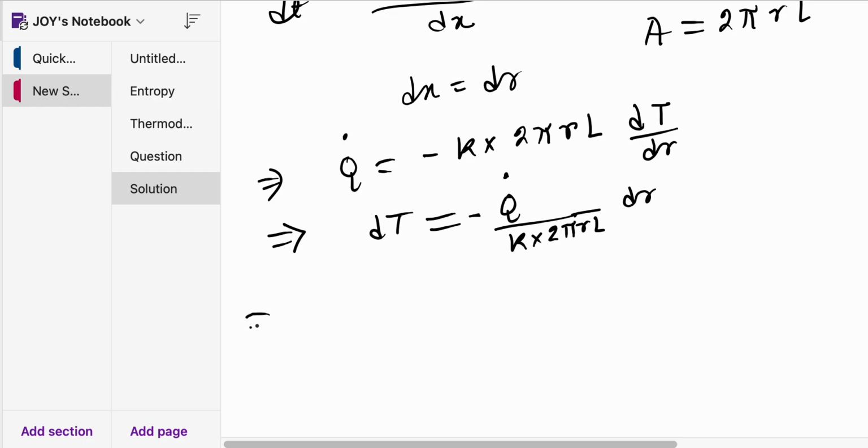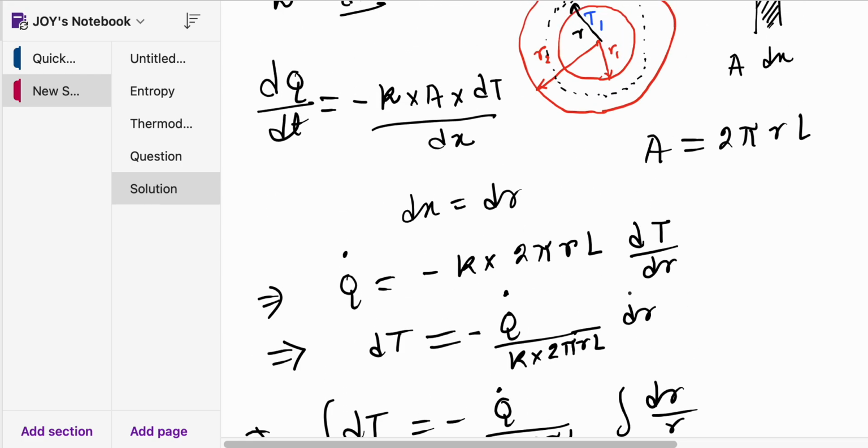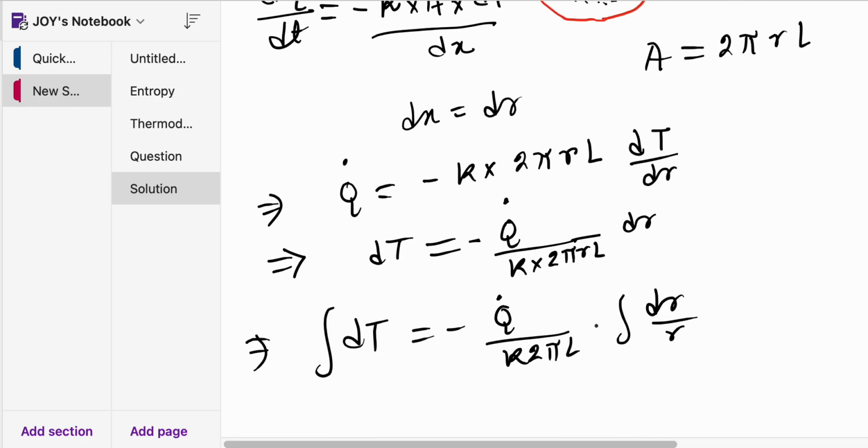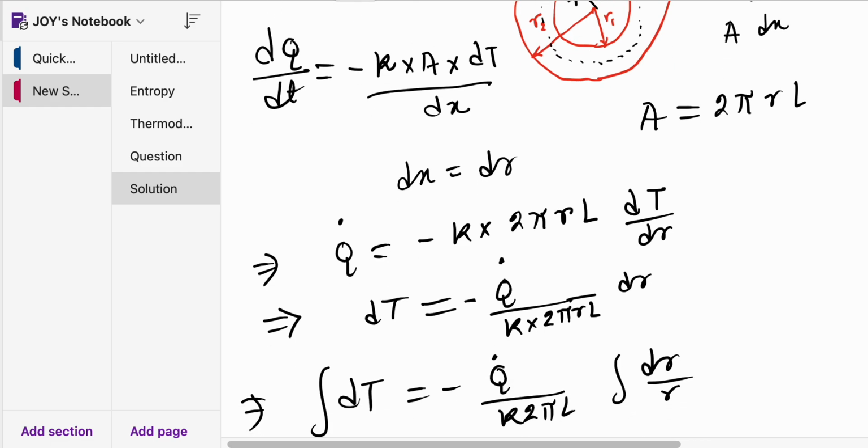So then if we integrate again, dT is equal to minus q dot by k 2 pi l, integration dr by r. Now you can see that through this calculation, I actually want to calculate the temperature difference between this cylindrical surface and this cylindrical surface. Suppose here the temperature is T, and we know that here the temperature is T1. So what is the difference, T1 minus T? That is what I want to calculate.